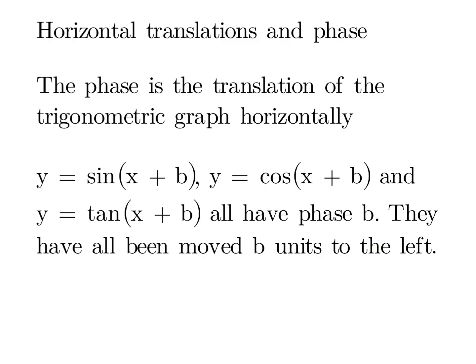Horizontal translations and phase. So phase is the translation horizontally for any trig graph. So we've done a lot of work on this when we did translation of graphs, shifting a graph along the x-axis left or right. So for sine x plus b, cos x plus b and tan x plus b, they all have a phase b. That is, they've all been moved b units to the left.